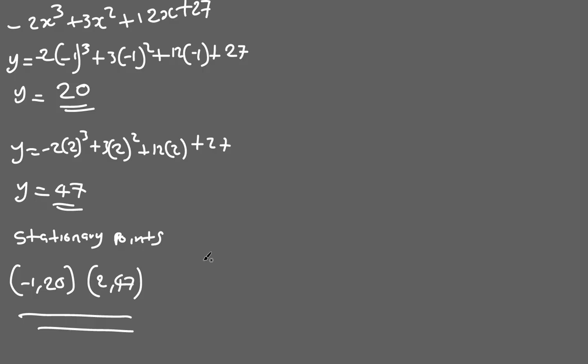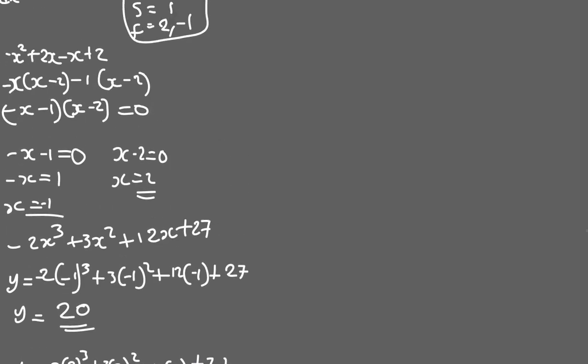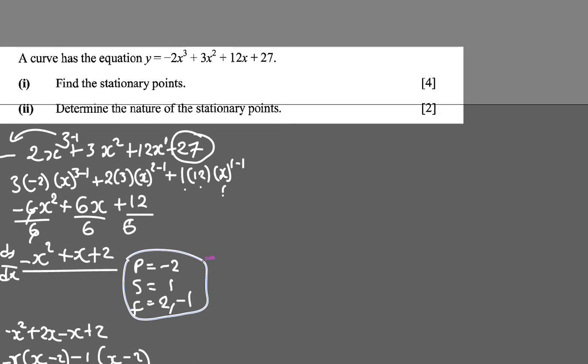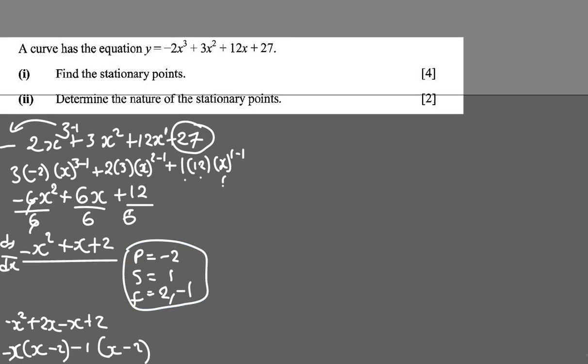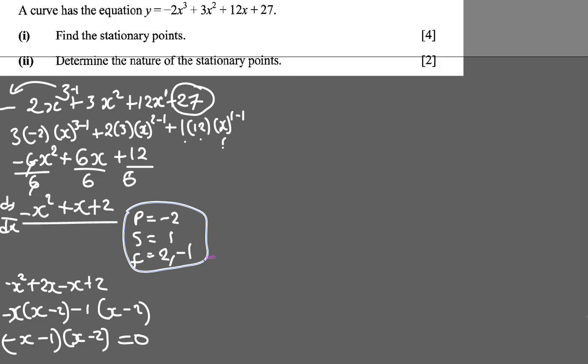So now, after finding this, let's go back and read the question once more. These are the stationary points we found, but let's understand the question. The question is saying find the stationary points. So those are the stationary points that we have found. Well and good, 4 marks. But the other question is saying determine the nature of the stationary points. When we are determining the nature of the stationary points, we mean we need to find the maximum and also the minimum turning points. That is the meaning.